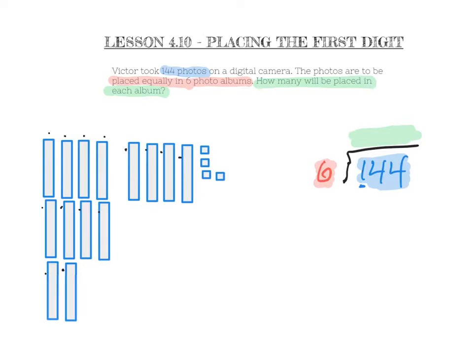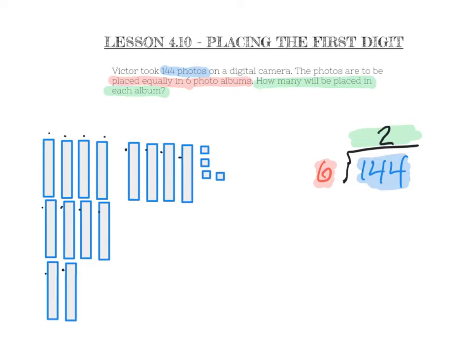So now, where is the first digit of the quotient going to be? Let's go back to our division, right? Where is that going to be? Perfect. And if you said it's going to be in the tens place, you are absolutely correct. So, how many times can I divide 14 tens into 6 groups? 2. Correct. Now, I'll slow down here. Where did I get this 2?